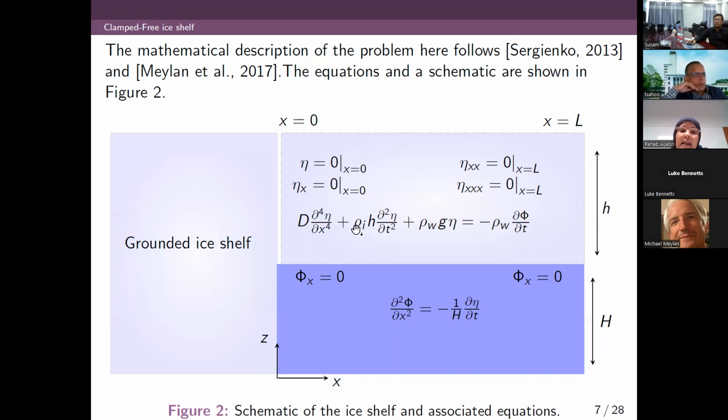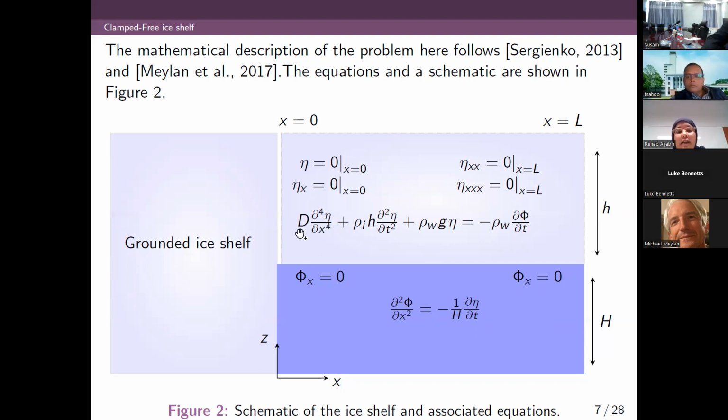Here we can see, as I mentioned, it's clamped at this end and free at the other. Because it's clamped here, there is no deflection and no slope, and because it's free at the other side, the bending moment will vanish and the shear force will vanish. As Sergienko and Milan assumed, underneath the ice in the fluid there is a no-flux condition, and we are going to follow the same assumption.